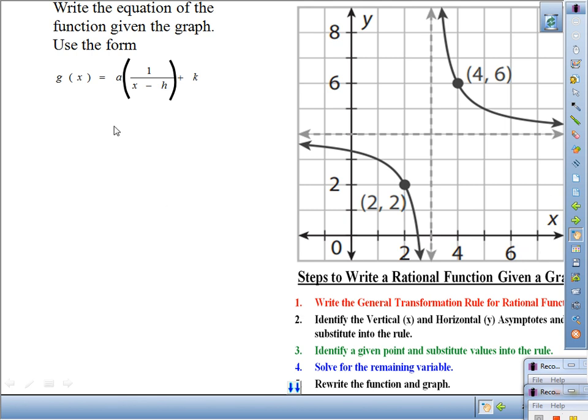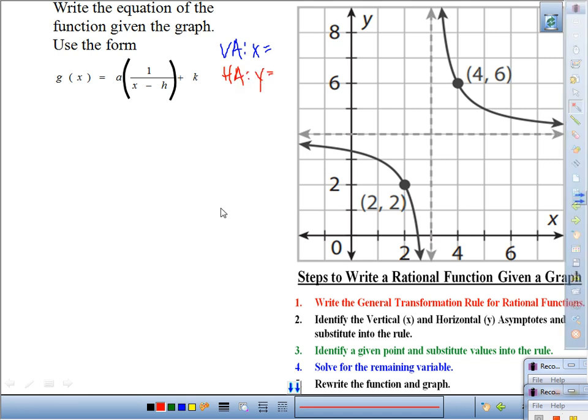So step 1, you need to write the form that they give you. And by the way, this is given in the problem. They're going to tell you use this form. So that's the form that we use. Because there's another problem where they're going to say instead of a, you need to solve for what? B, which they're going to give you as 1 over b in front of the denominator. So now that we have this, we need our vertical asymptote, x equals, and our horizontal asymptote, y equals. Tell your neighbor those two, please, according to the graph.